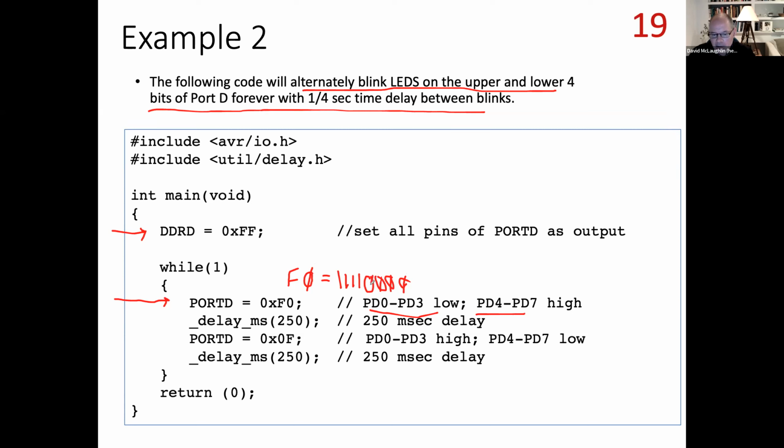Okay, so that's the value that we wrote there. And so these are all high. I'm going to put a set of LEDs on those, and they'll be on, and these will be off. We have a little bit of a delay, 250 milliseconds. And then I'm going to give port D the command, the value 0F. So it was F0, now it's 0F. And so I'm just swapping them.